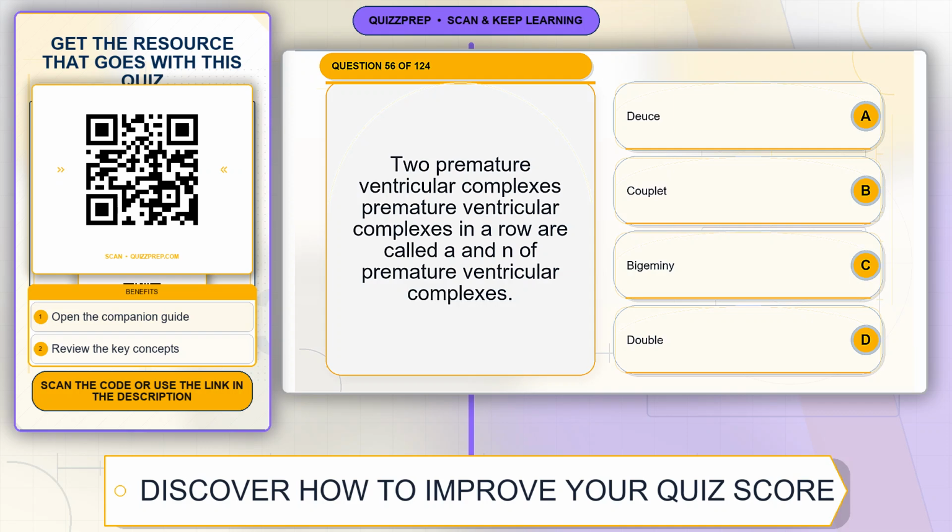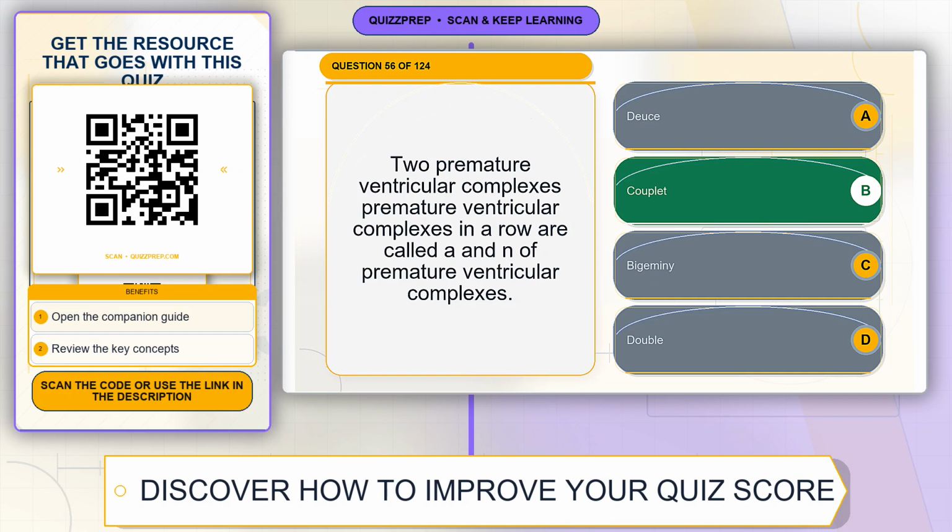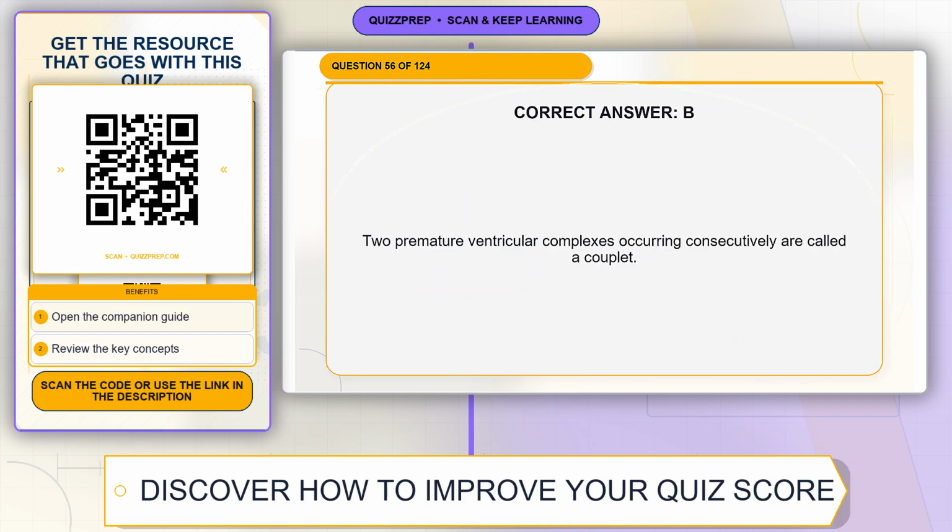Question 56. Two premature ventricular complexes in a row are called a what of premature ventricular complexes? Option A, deuce. Option B, couplet. Option C, bigemini. Option D, double. The correct answer is option B, couplet. Explanation: two premature ventricular complexes occurring consecutively are called a couplet.